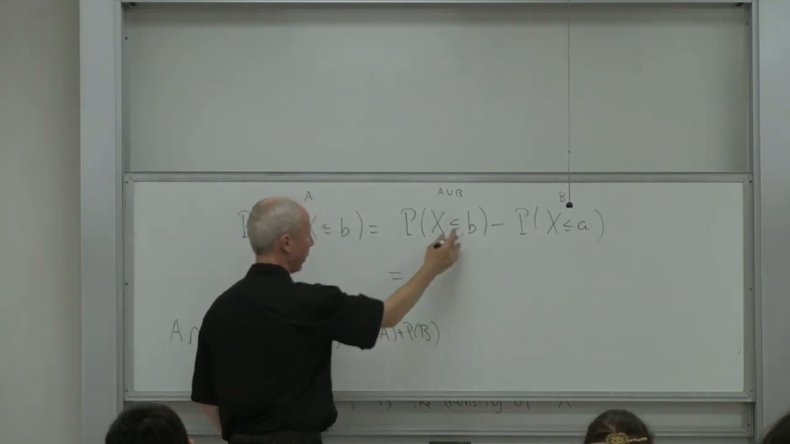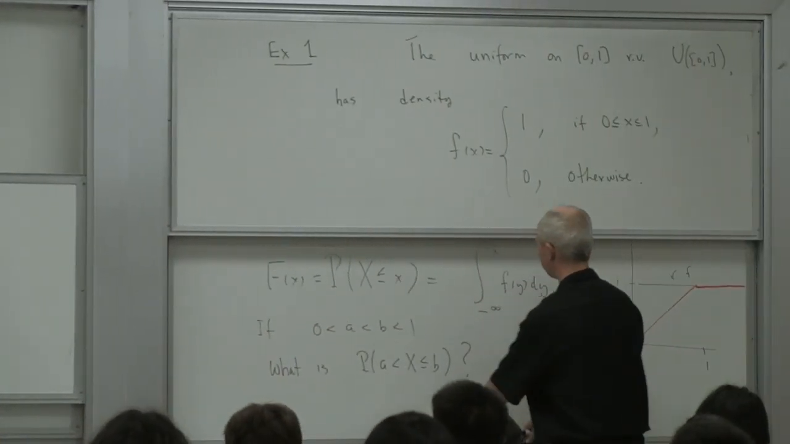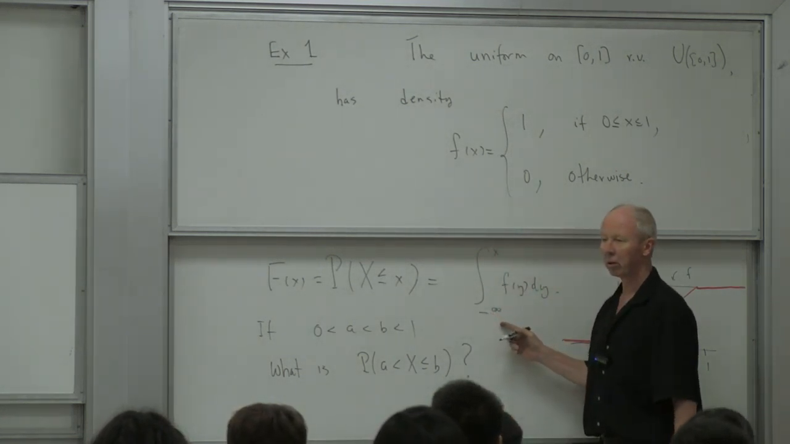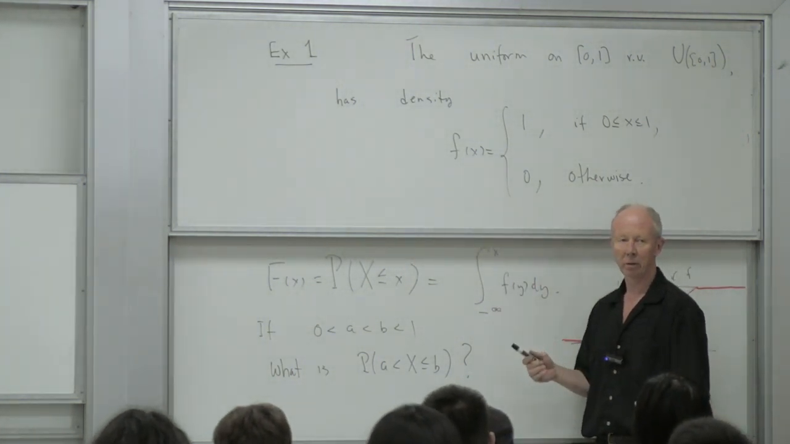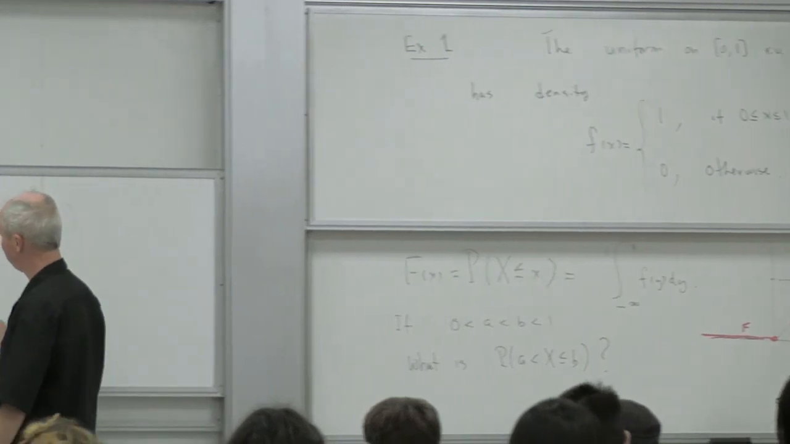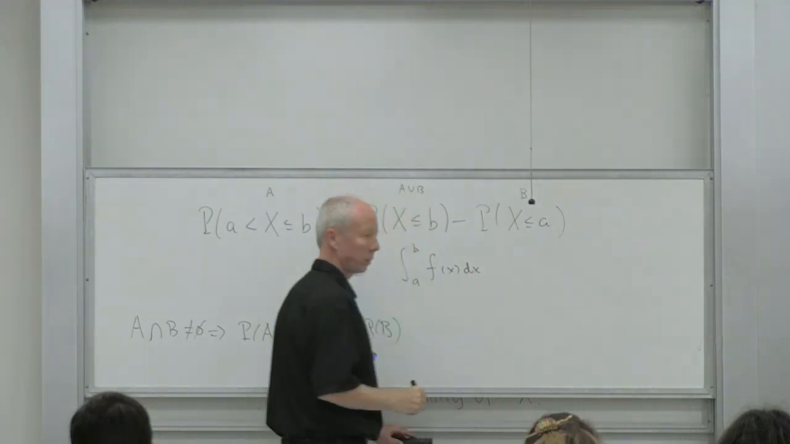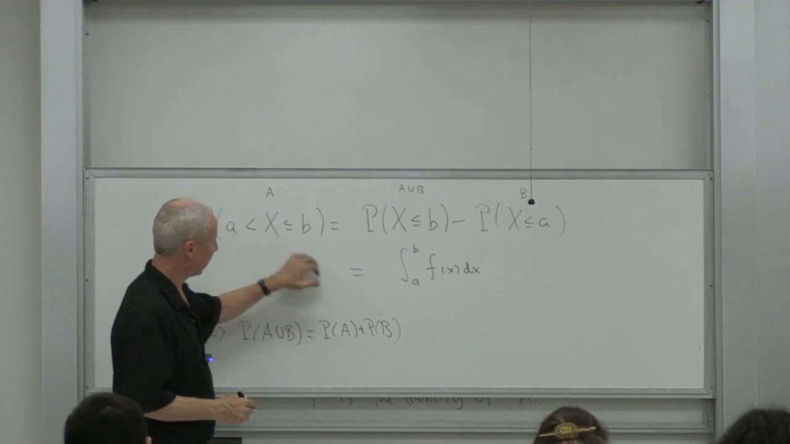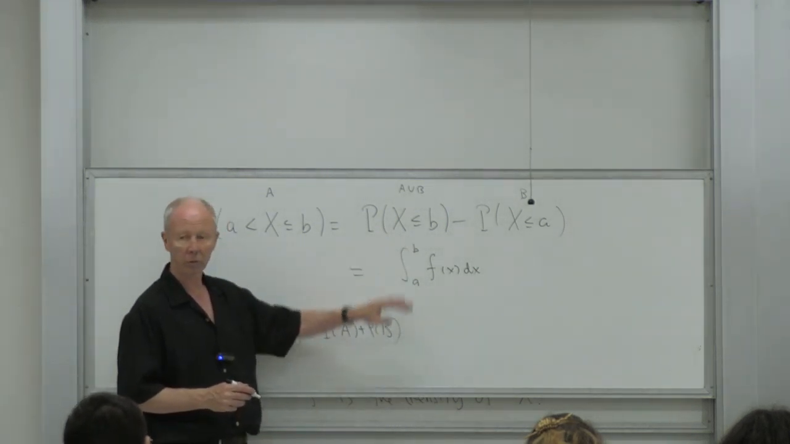And the first one is what? It's the integral from minus infinity to b. What's the second one? It's the integral from minus infinity to a. What if I subtract the second integral from the first one? I get the integral from a to b. Okay. This relation always holds. If you know that a random variable x has density function f, then the probability it lies between two numbers is the integral of the density between those two numbers.